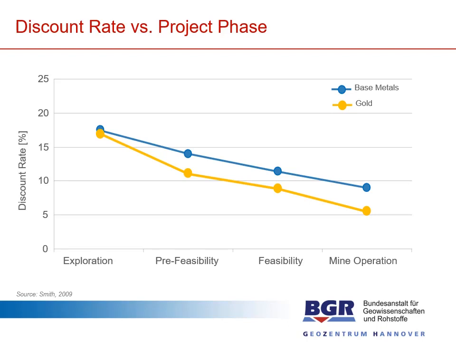And you can also see that frequently the discount rate for gold projects is lower than for base metal projects. One reason for this is that you usually do not have a problem in marketing the end product. Gold is like money. It's not a problem at all to bring it to the market. This is different for base metals, and that is why you have a higher risk for base metals compared to gold, and this is why the discount rates for gold are frequently lower compared to base metal projects.